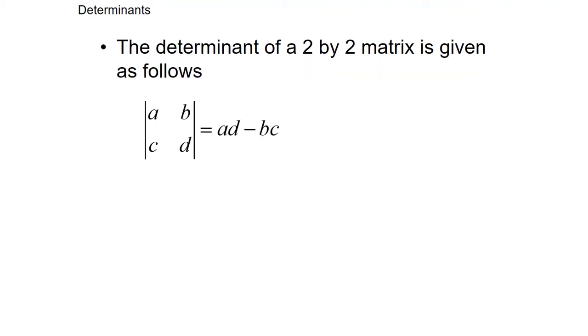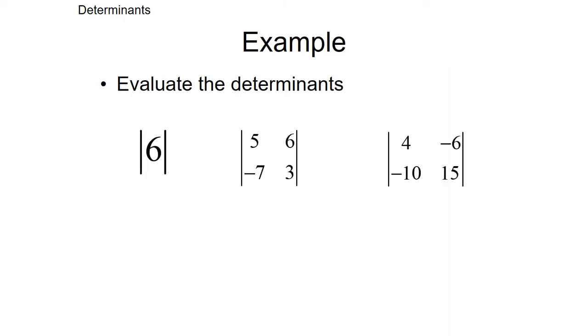Next, a 2 by 2 determinant. The most general 2 by 2 determinant, a, b, c, d. And the value of this determinant is ad minus bc. Multiply the two elements along the main diagonal and then subtract the product of the remaining two elements. And let's see some examples of 1 by 1 or 2 by 2 determinants.